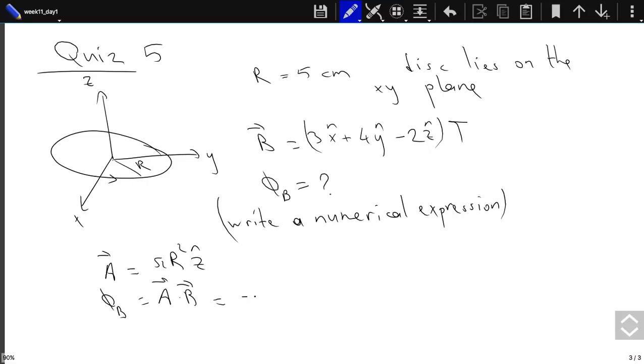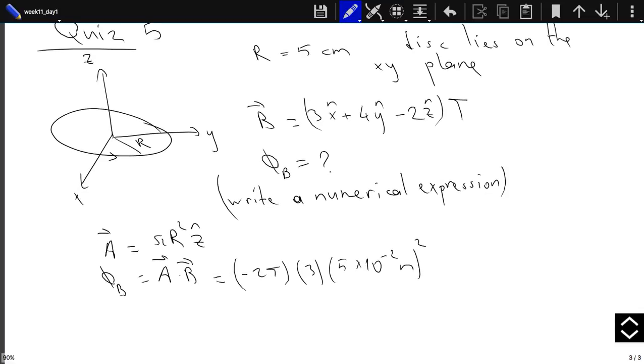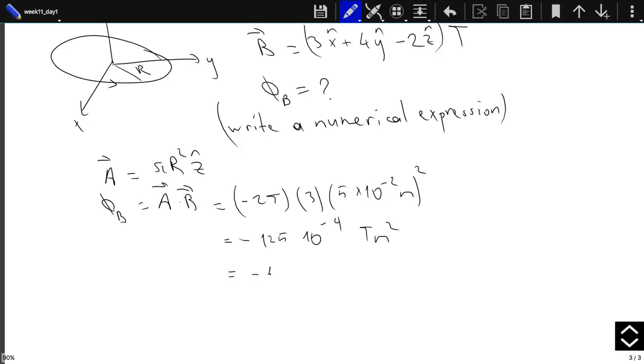So you have minus 2 Tesla times pi, which is approximately, let's say, 3, times r squared, which is 5 times 10 to the power minus 2 meters squared. So this will be, let's say, minus 125 times 10 to the power minus 4 Tesla meter squared, or minus 1.25 times 10 to the power minus 2 Weber.